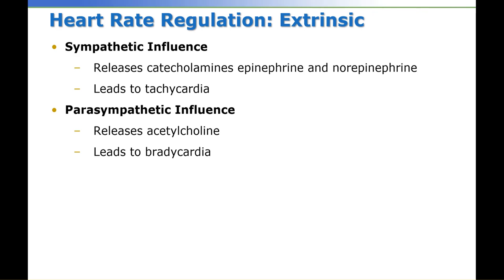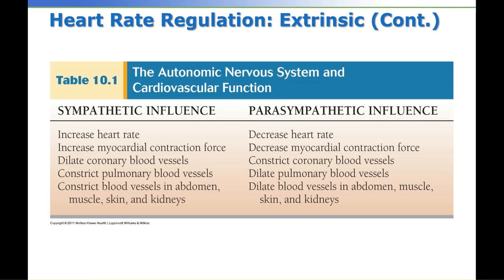Heart rate regulation. Extrinsic, you have the sympathetic influence, which releases catecholamines, epinephrine and norepinephrine, and leads to tachycardia. Epinephrine, which is adrenaline, leads to a fast heart rate. So tachycardia, sympathetic influence. This is fight or flight. You see something that scares you, and it leads to tachycardia, fast heart rate, because of the catecholamines released. And then you also have the parasympathetic, which releases acetylcholine, the rest and relax response, which leads to bradycardia, slowed heart rate.